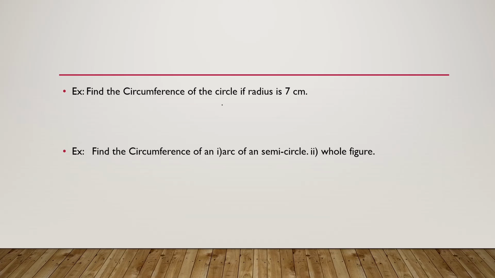Find the circumference of the circle if radius is 7 centimeters. So the circle circumference formula is 2 pi r, and C equals 2 into 22/7 into radius 7, so the 7 will cut, and the C value will be 44 centimeter.